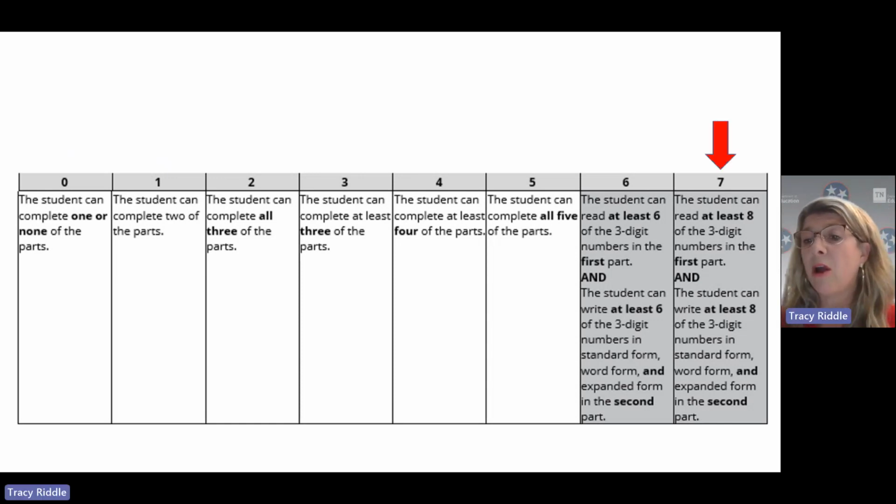If the student can read at least 8 of the 3-digit numbers that were assessed in the first part, and they can write at least 8 of the 3-digit numbers in standard, word, and expanded form, then that is the score of a level 7.